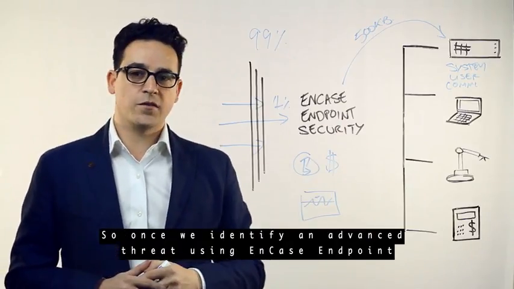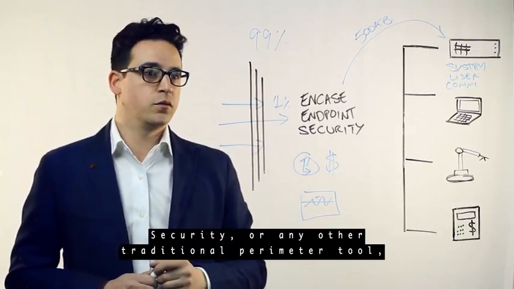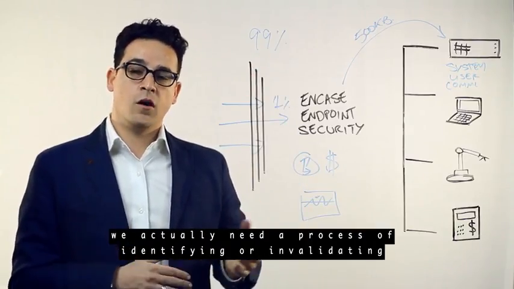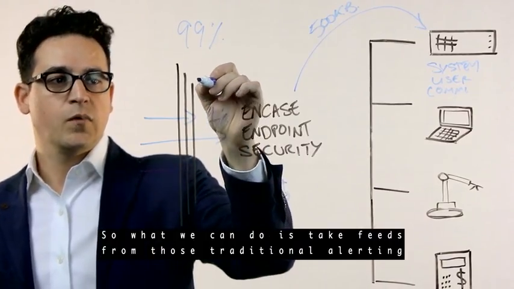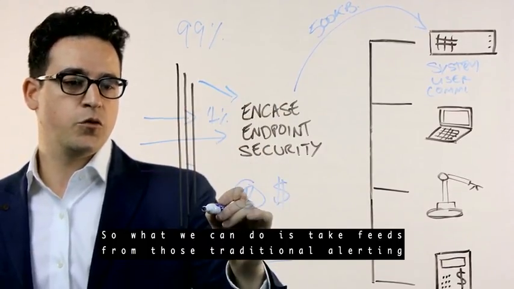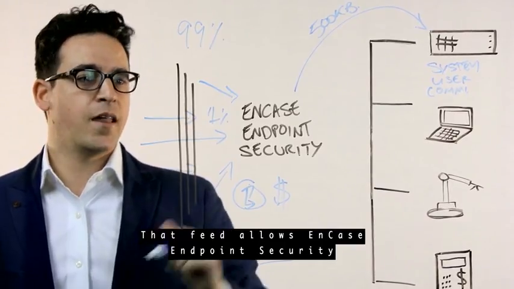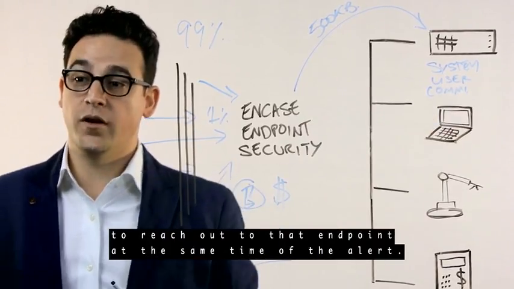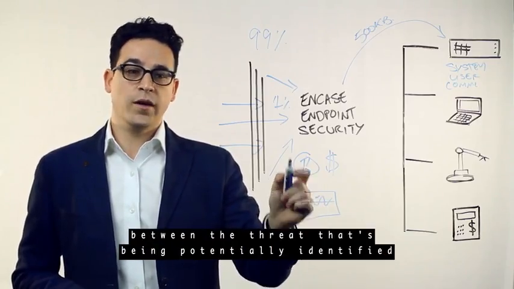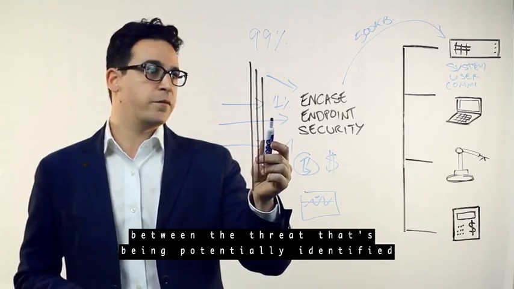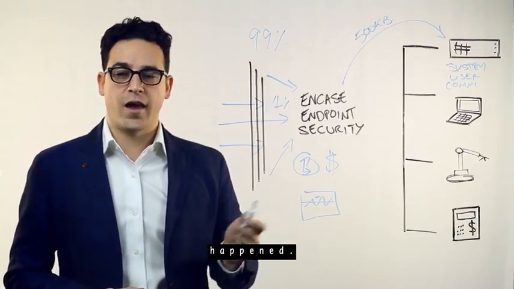So once we identify an advanced threat using EnCase Endpoint Security or any other traditional perimeter tool, we actually need a process of identifying and validating that advanced threat. So what we can do is take feeds from those traditional alerting tools into EnCase Endpoint Security. That feed allows EnCase Endpoint Security to reach out to that endpoint at the same time of the alert. This way, you're not losing any time between the threat that's been potentially identified and the system activity that's pulled so the security analyst can review what has actually happened.